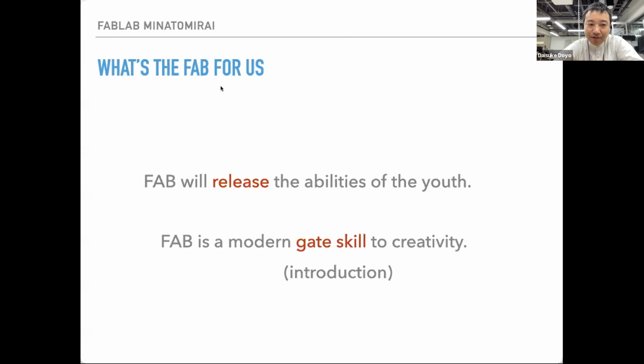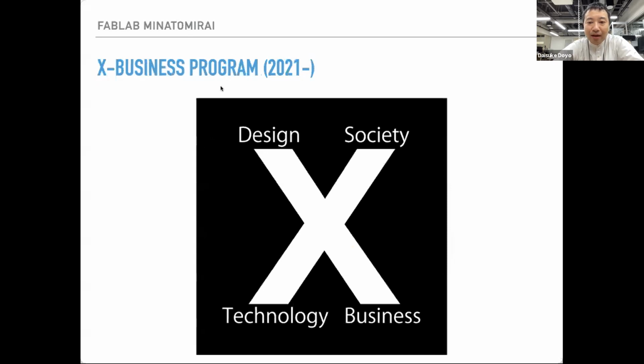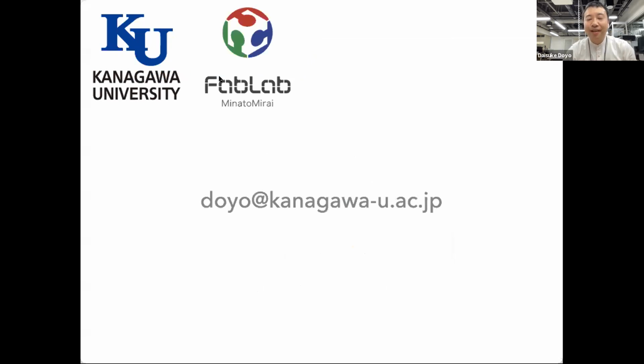Fab will release the abilities of youth like students. And Fab is a modern gateway skill. That means an introductory skill to creativity, I think. And building on this effort, we have launched a new program that integrates business, design, society, and technology. That's called the X Business Program. We started this program this year. Okay, thank you for listening.